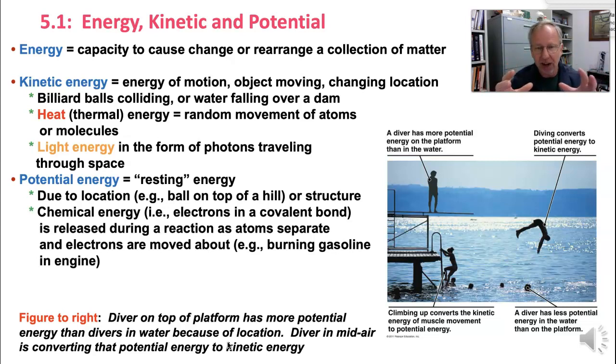And during a chemical reaction, electrons are changing location and they're releasing energy, or absorbing energy for that matter. So there's also potential energy in molecules, and that's what we use. That's what living things mostly use, definitely humans, definitely animals: energy that is resting, energy that is stored in the chemical bonds, the covalent bonds of molecules.